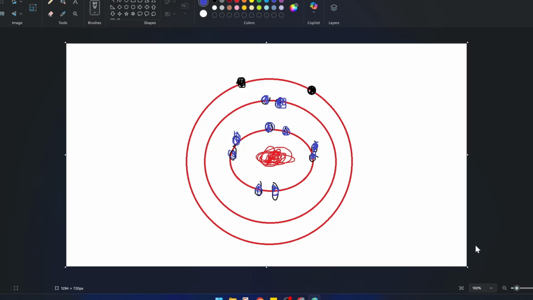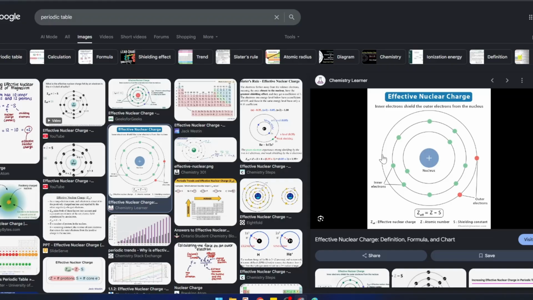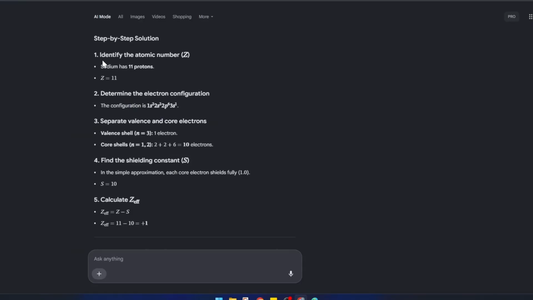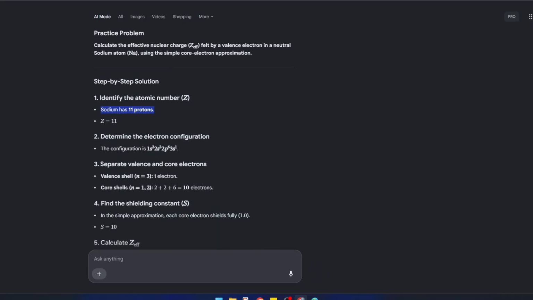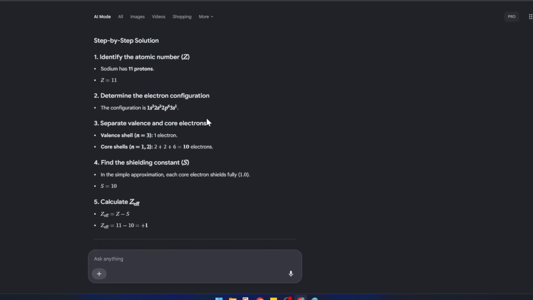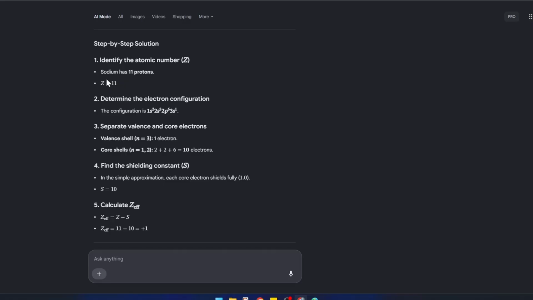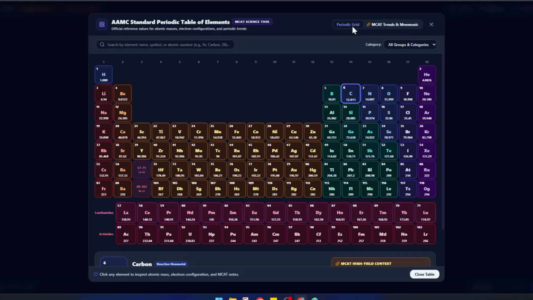And so another thing you need to be able to do is use the formula to find Zeff, so your effective nuclear charge. So if we look back here, the formula is Z minus S. So there's a good example here by the AI where you are trying to figure out what the effective nuclear charge is of sodium. So what you do is first, okay, it already tells you to identify the atomic number, but it doesn't tell you how. So basically how you identify it is you go on your periodic table and you go to find sodium.